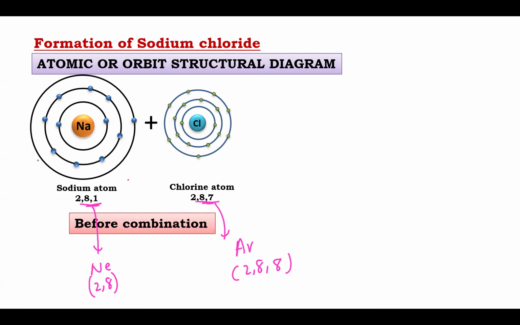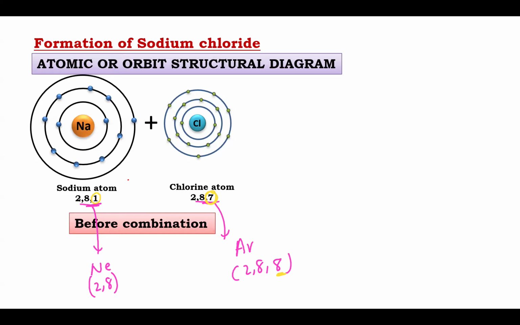In sodium, in the outermost shell, there is only one electron. So what will it do? It will donate. Chlorine, however, has 7. It wants to become 8. So then what will it do? Valency will become +1. But first you tell me, baby step by baby step. What will chlorine do? It wants to gain one electron to become like this or not?